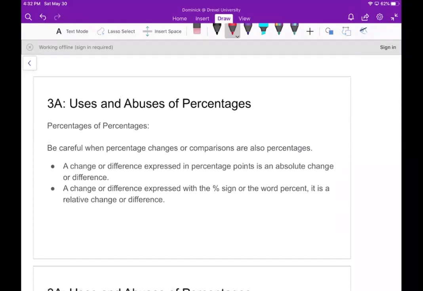Okay, now we'll do a couple of examples of that in a second, but first I want to comment on the fact that when you have percentage change occurring to percentage points, you can get percentages of percentages. When you have a change or difference that's expressed in percentage points, that's when you have absolute change. Now, if you express the change or the difference with a percent sign or the word percent, not percentage point, that's where you have the relative change. So you have to be a little bit careful there. And we'll do a couple of examples of that.